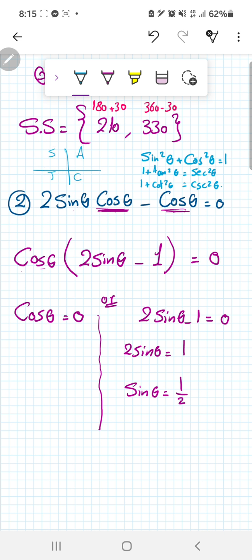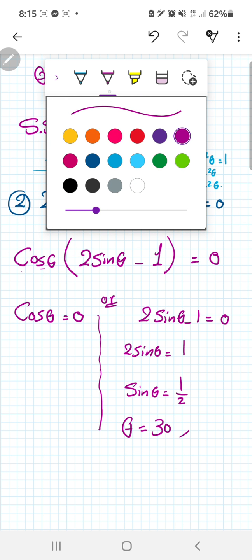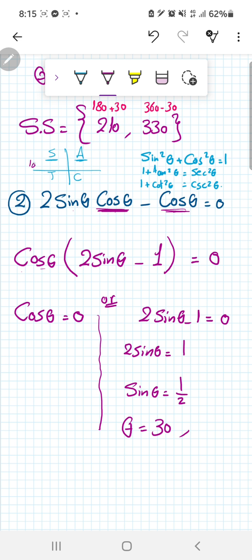Okay, sine is positive in the first and second quadrants. First, write it as it is, so theta will be 30. Second, as we said, it will be 180 minus 30, which is 150. So the two values of theta here are 30 and 150.